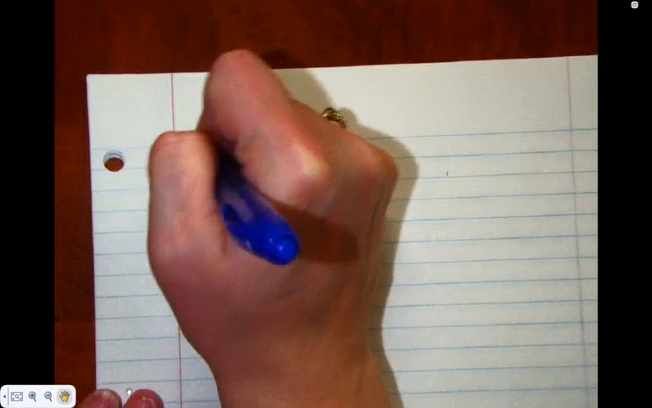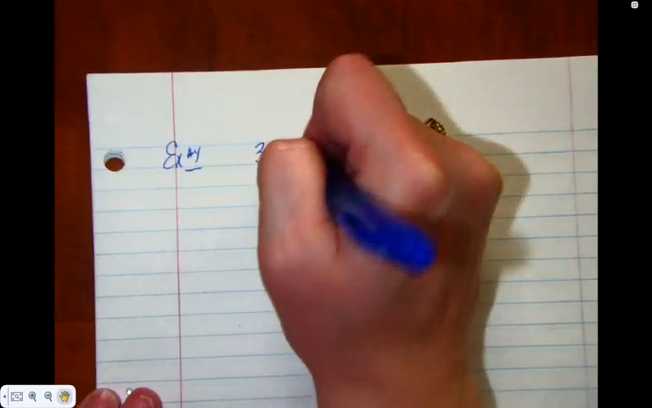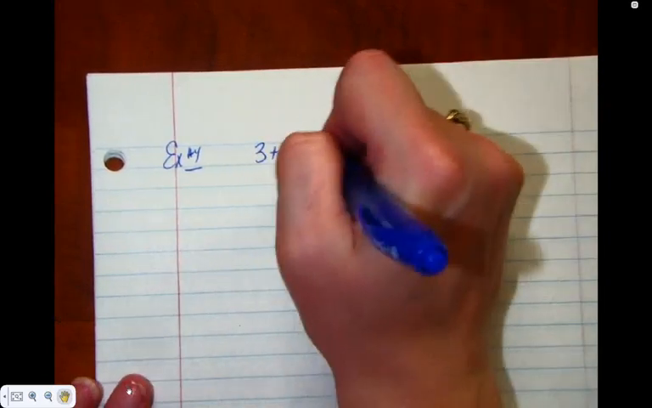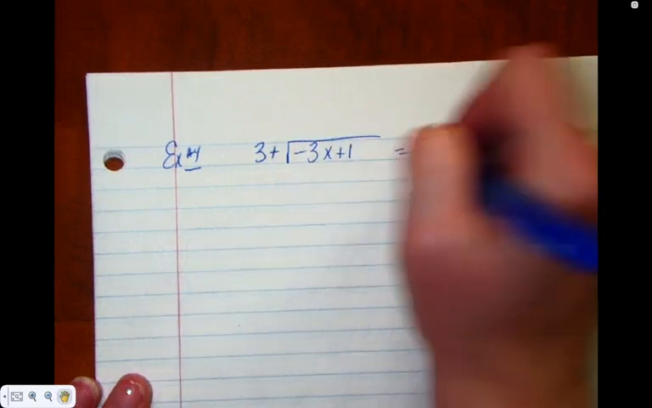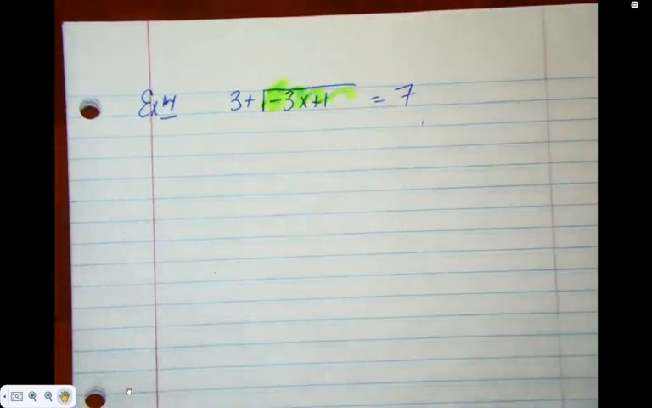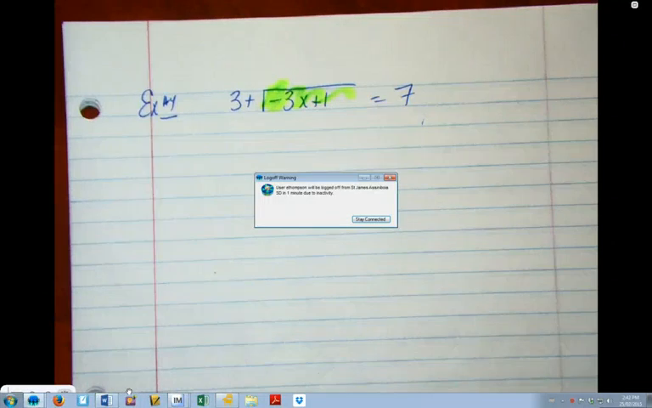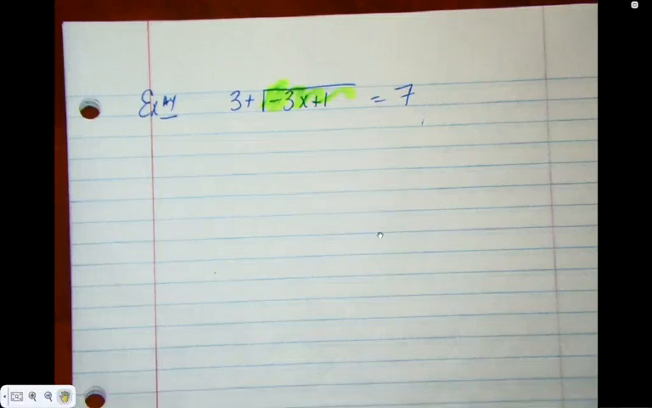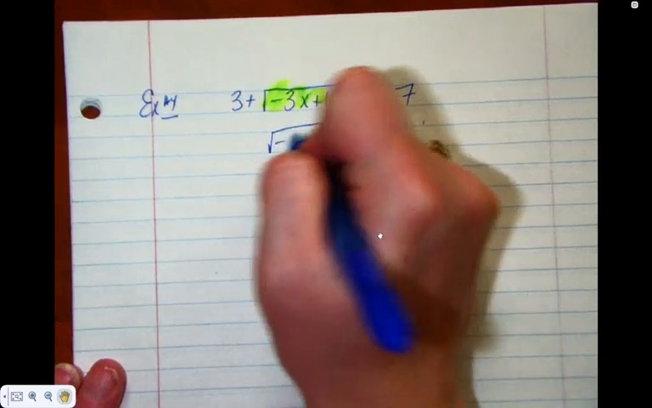Number 4. 3 plus, oh my God, I got so much going on here. There's a negative 3 under there, there's an x, a 1, I got a 7 on the other side. Yep, so again, visual peeps, sometimes it helps if you just highlight that, just so it sticks out. That's what you want by itself. That means the 3 has to go, and how do I get rid of a plus 3? Subtract 3 from each side.